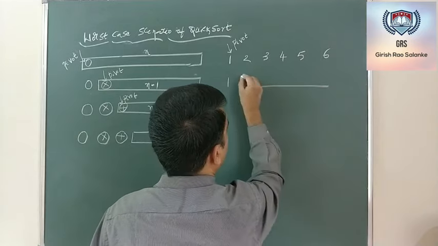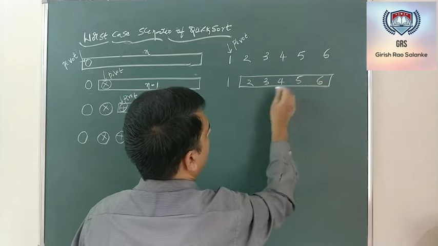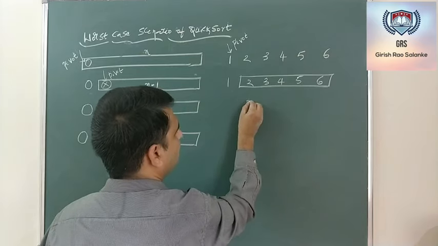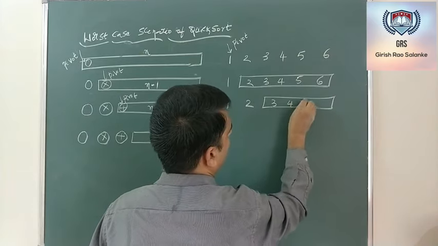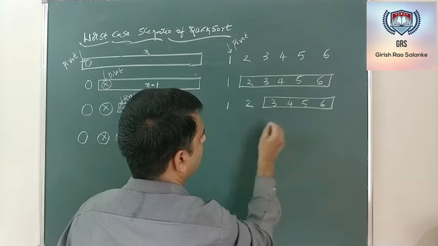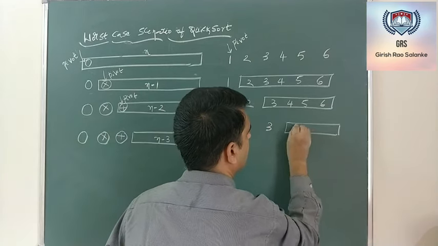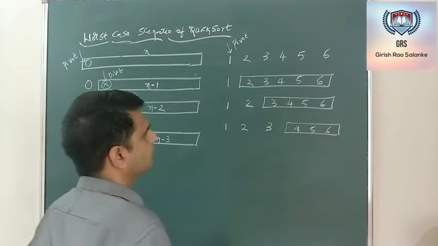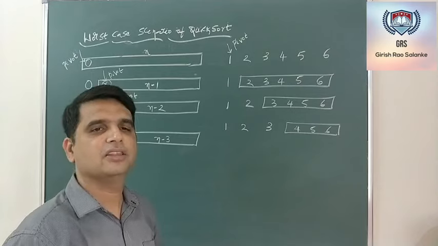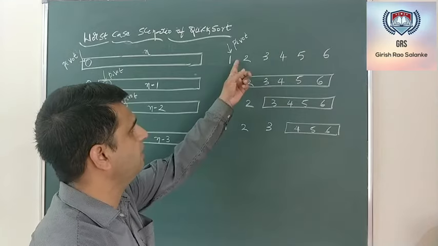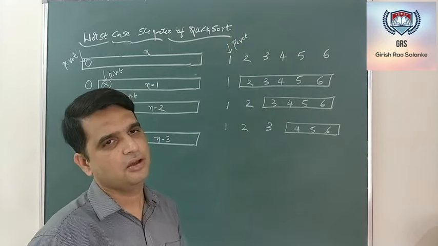To the right hand side I will be having 2, 3, 4, 5, 6. Now if I do a partition on this, 2 stays as it is, then 3, 4, 5, 6. Now if I do a partition on this, the position of 3 remains unchanged, then 5, and so on. Same thing. This would be the worst case scenario of quicksort. So when does quicksort exhibit the worst case? If the elements are already sorted, then the quicksort algorithm exhibits the worst case.